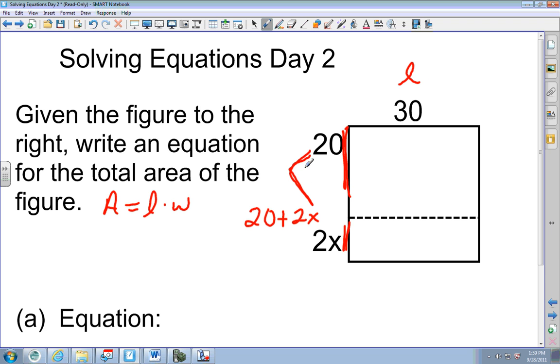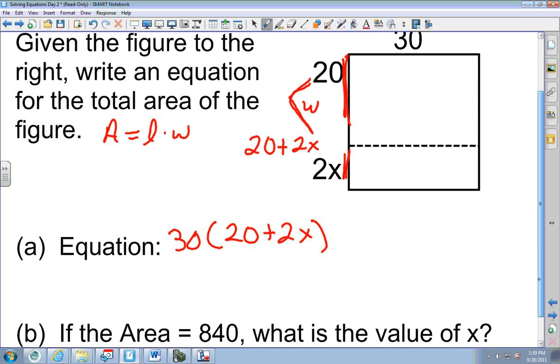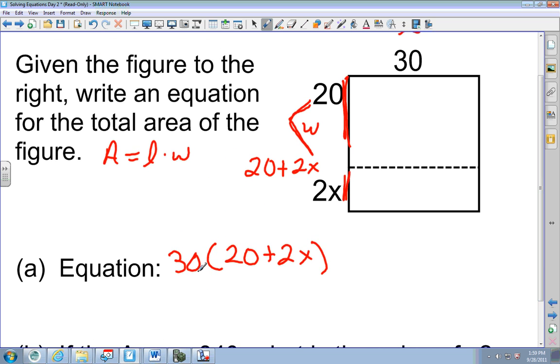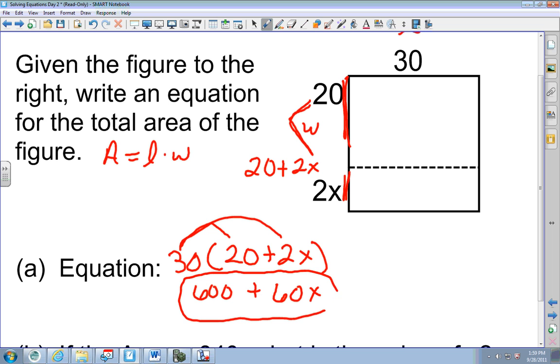So now to multiply my width here, I'm going to have 30 times 20 plus 2x. Well, now to go and simplify. 30 times 20 is 600, plus 30 times 2x is 60x. This right here would be my area in terms of x.